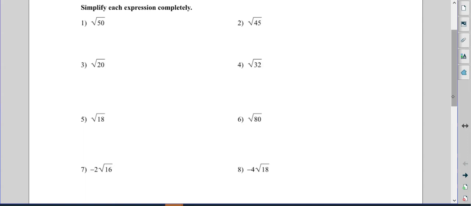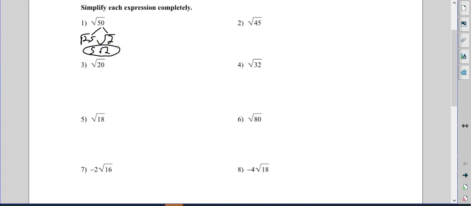So if you use the card on your desk or the notes, you want to find the biggest perfect square number that goes into each of these. So for 50, again, working backwards, 25 is the best one. It's the only one for this one, but 25. So it's technically the square root of 25 times square root of 2. I always put the perfect square first because that's the one we're going to simplify. And the square root of 25 is simply 5, and that means we have 5 radical 2.